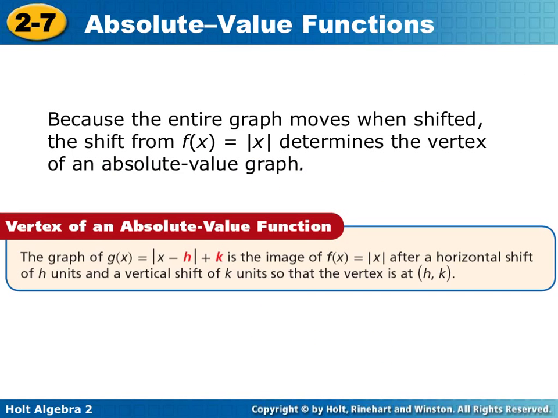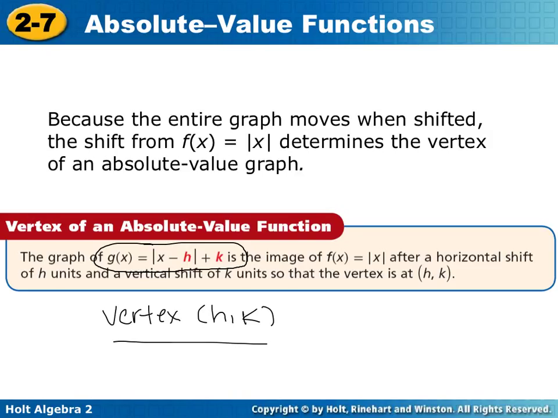The formula that you need to remember, this is the vertex formula. g of x equals the absolute value of x minus h, plus k. So the vertex is at (h, k). So you need to write down the part that I circled and then write down the part that I wrote down here. Everything else is optional. Alright, so you can see (h, k).